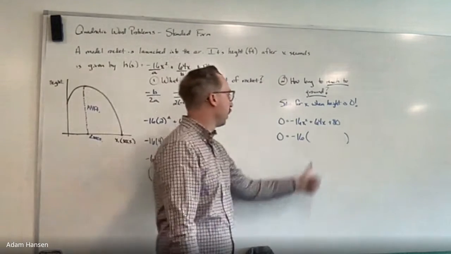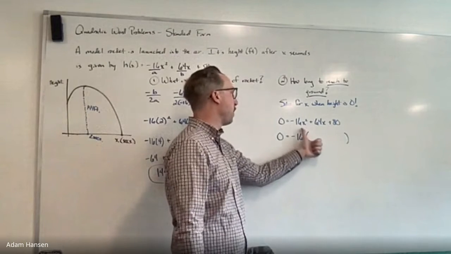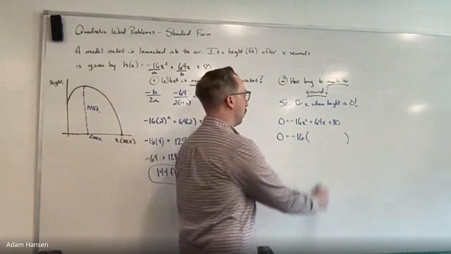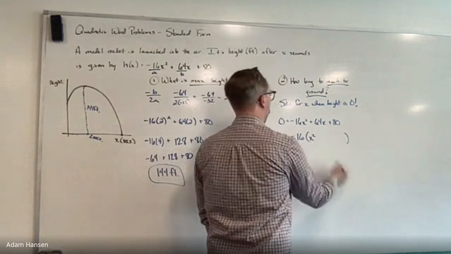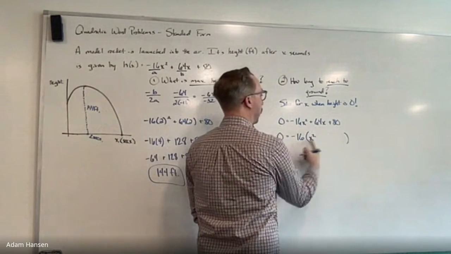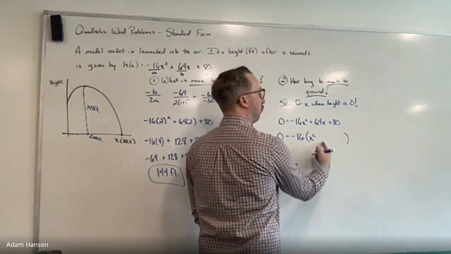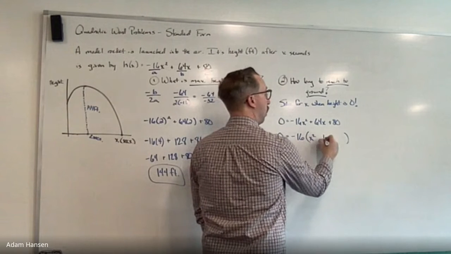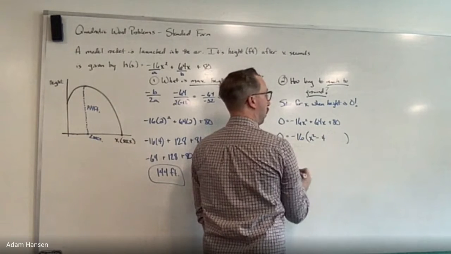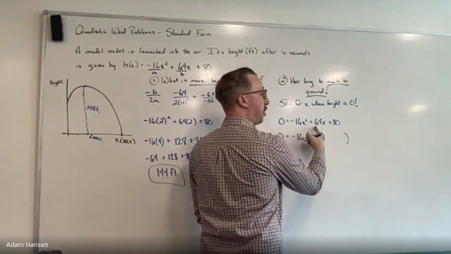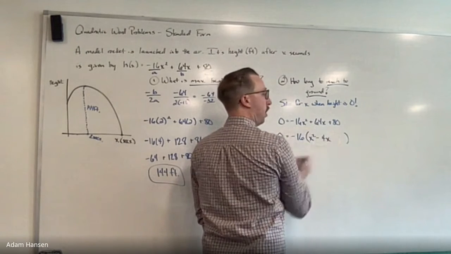I got negative 16. What has to go here to make negative 16x squared? Right? 64x. That's negative 16 times what? 4? All I've got is 64. I need 64x, so don't forget the x next to it.